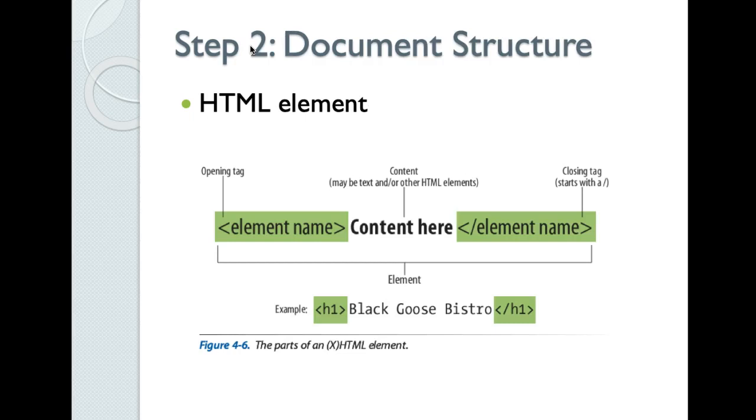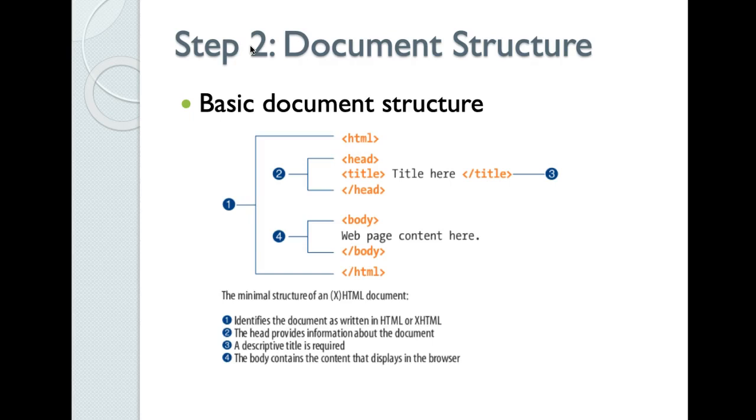So let's talk about the structure. Well, we've learned already about HTML elements, that there's an opening tag and a closing tag. And here we see, straight from the book, an example, H1 tag with Black Goose Bistro. That's going to be your header. So when we give document structure, H1 is a block level element, and it'll have a break. So we would focus on the header, probably center it, possibly go flush left or float left.